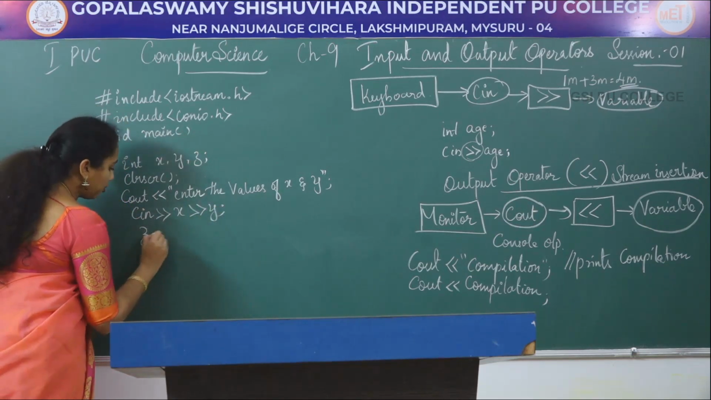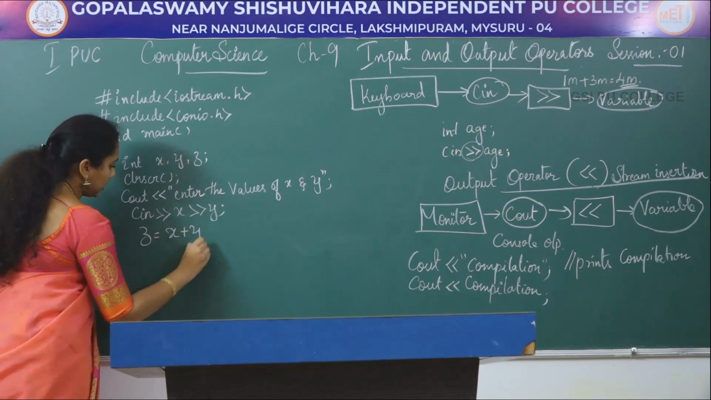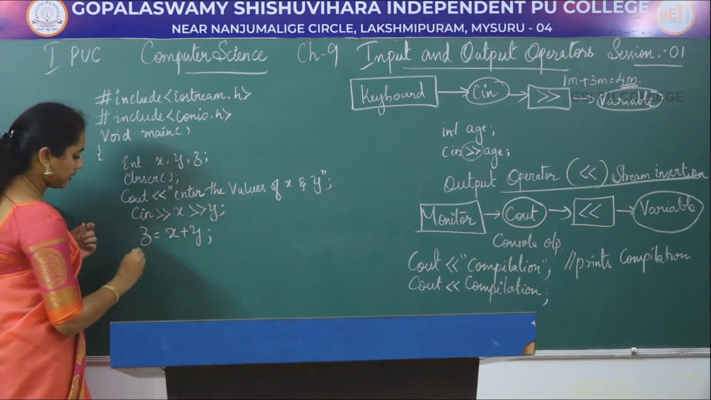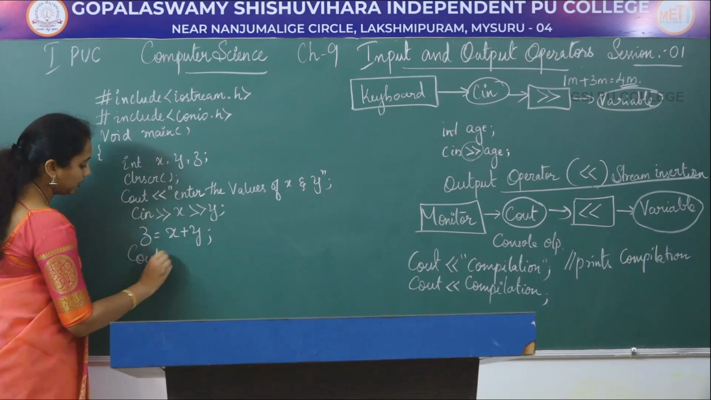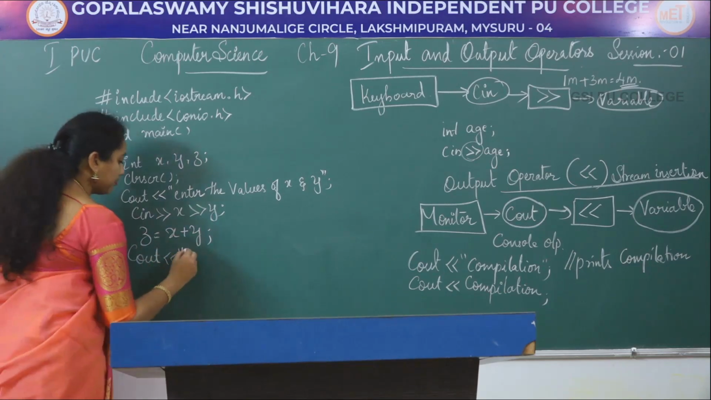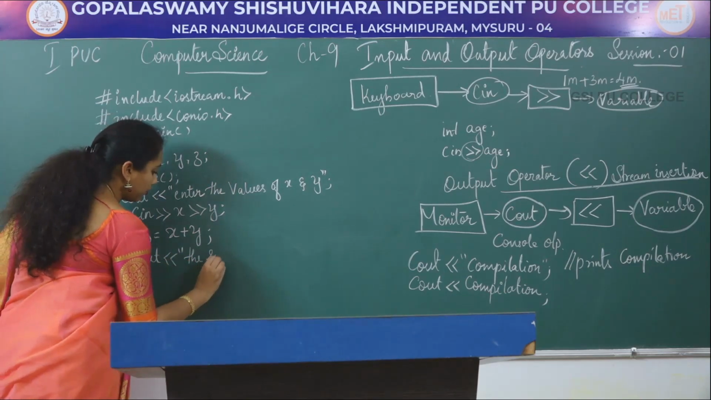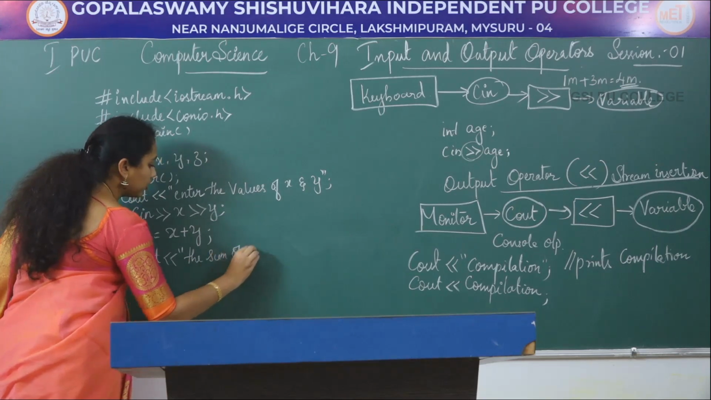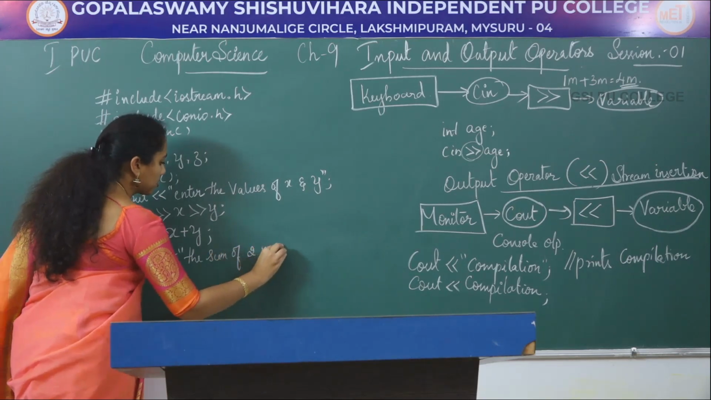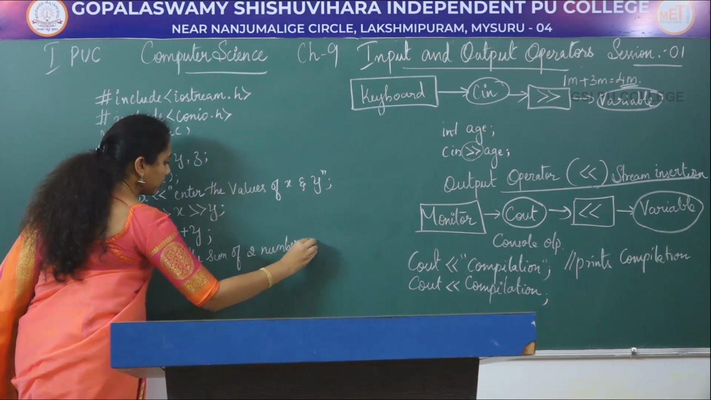So here we are performing the addition operation. Z is equal to x plus y. Cout: the sum of two numbers is.